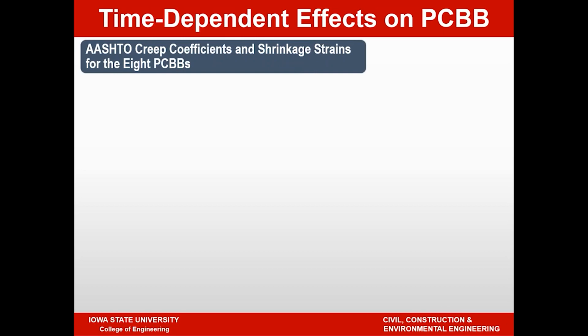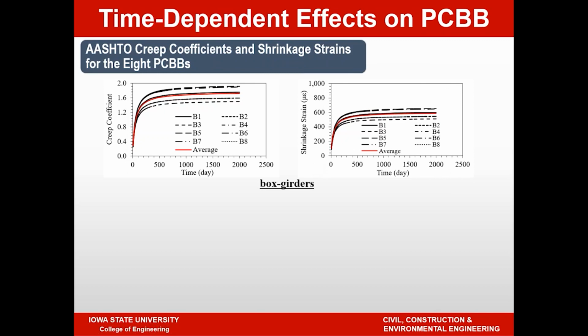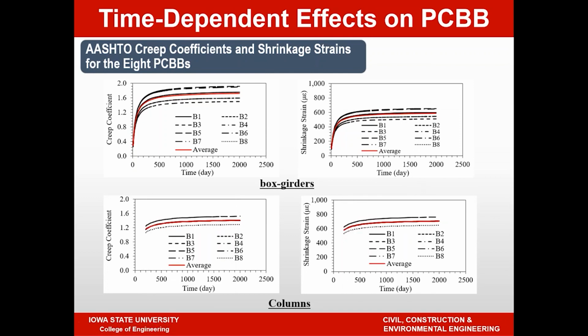For the analysis, we use the AASHTO creep coefficients and shrinkage strains, and this one shows the creep and shrinkage strains calculated for different bridges. In each of the cases, once we calculate the strains and creep coefficients, we also looked at the average value. So this one shows what the AASHTO recommended value for each and every case is, and this one shows the recommended values for the columns.